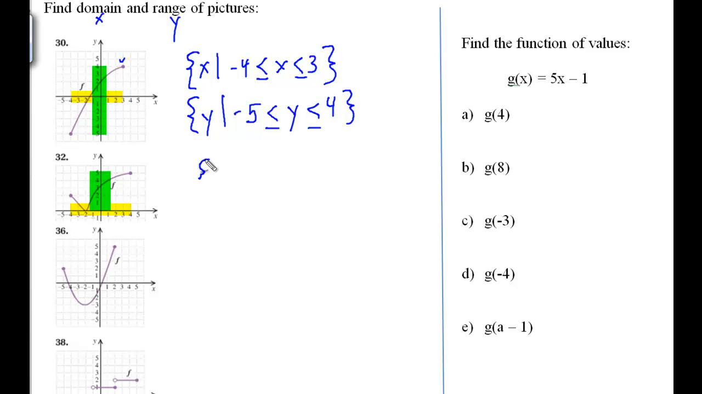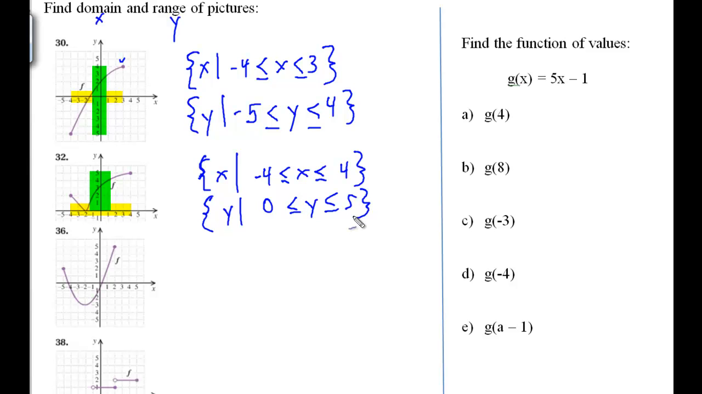Alright, there we go. So x looks like it's going between -4 and +4, and since those are closed circles, let's put little less than or equal to symbols there. And let's do the range. The range looks like y is going to go from 0 to +5. All right.